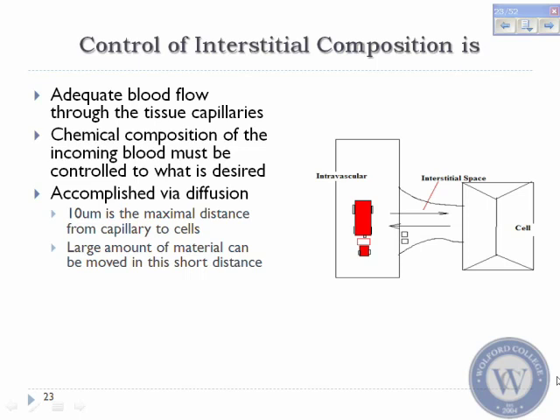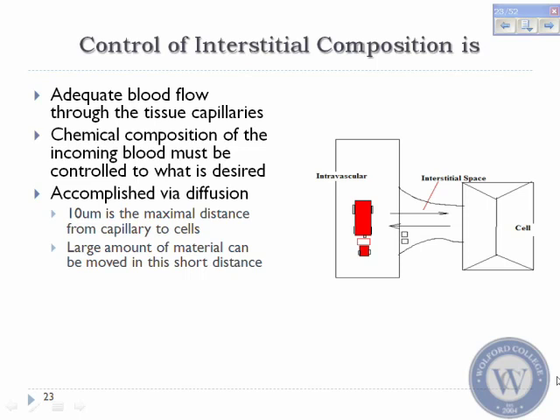And the analogy basically is, think of it as a truck on the road, and the interstitial space is basically the road between your house and the road itself. Okay? The chemical composition of incoming blood is very important in controlling this interstitial space.